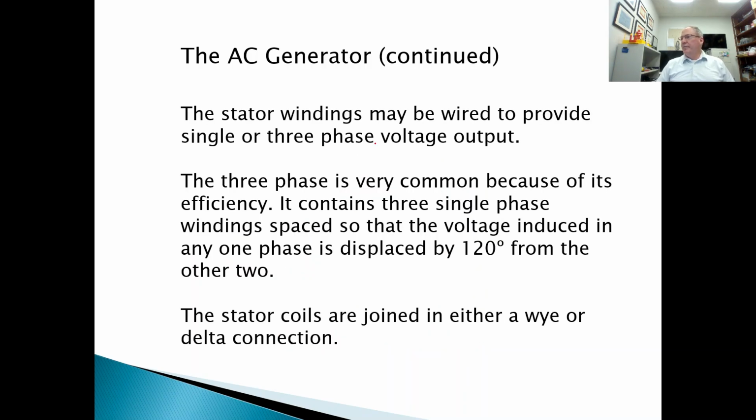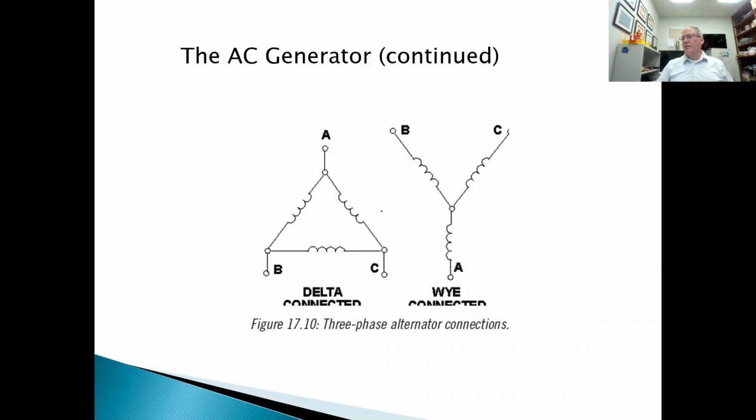So the windings may be wired to provide single or three-phase voltage. Three-phase is very common because of its efficiency, and it contains three single-phase windings spaced so that the voltage induced in any one phase is displaced by 120 degrees from the other two. And the stator coils are joined in either a Y or a delta connection. So here's the delta connection, here's the Y. All right?